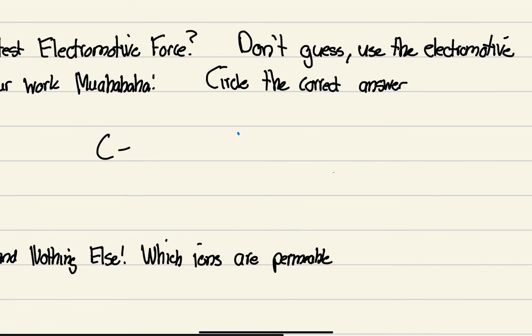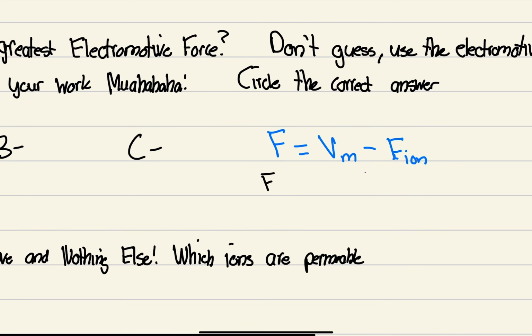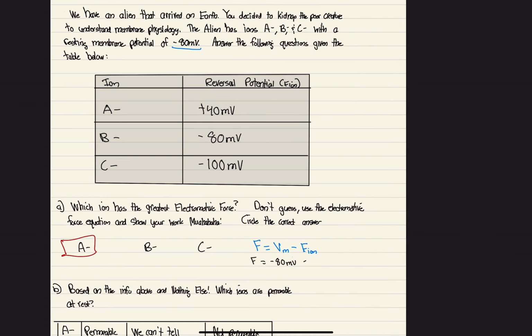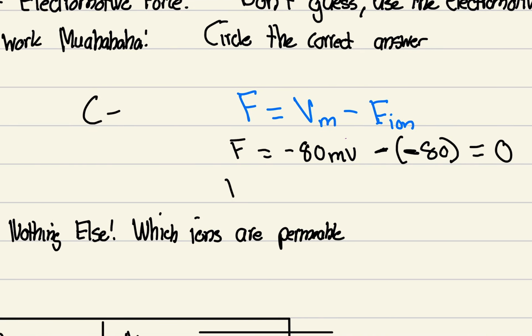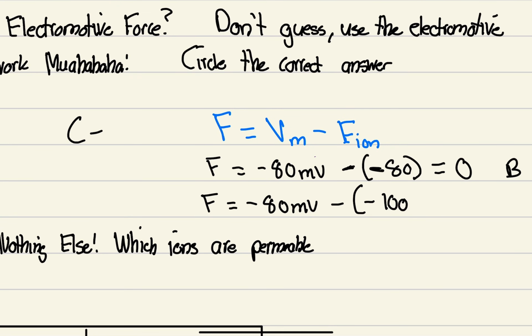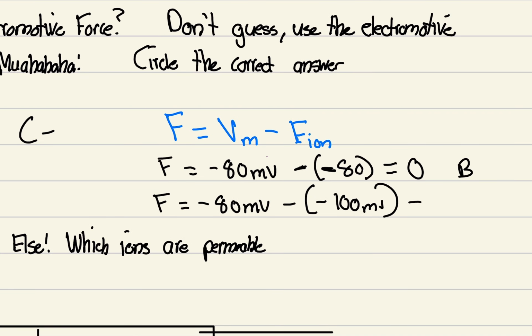The equation goes as follows. Force equals resting membrane potential minus E ion. Let's do B first. Force equals the resting membrane potential, which was given to us, negative 80, minus E ion. So B is negative 80, so minus negative 80 millivolts, which equals 0. That's B. Let's do C. Force equals negative 80 millivolts minus negative 100 millivolts, which equals 20 millivolts. And that's C.